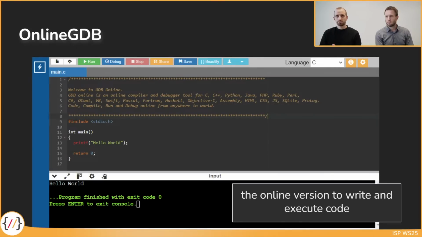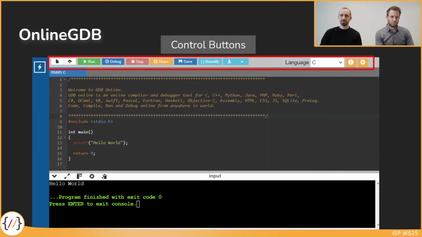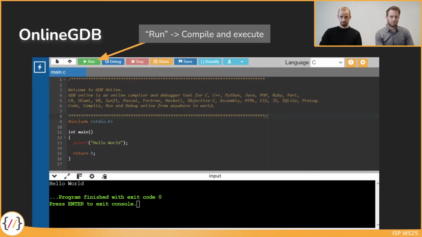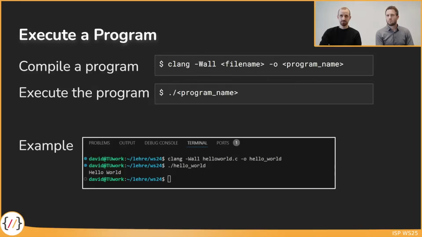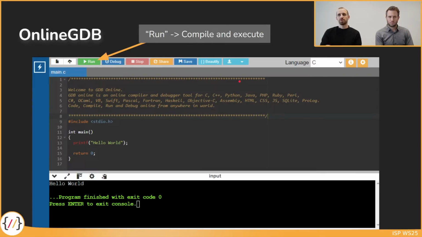There is another alternative to VS Code, an online alternative, which is called Online GDB. There are many, but this is one we are using quite often. As I said, it is an online version to write and execute code. It has pretty similar components. It has some control buttons on top. You can use this run button to compile and execute. So this run button does basically what these two commands do. You can compile and execute by clicking on this run button.